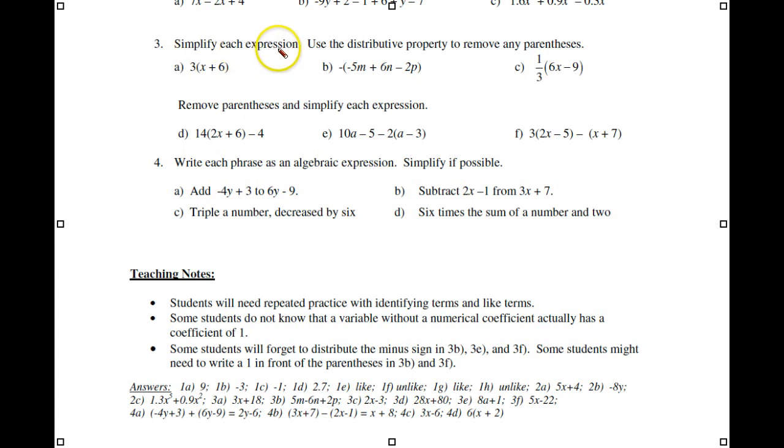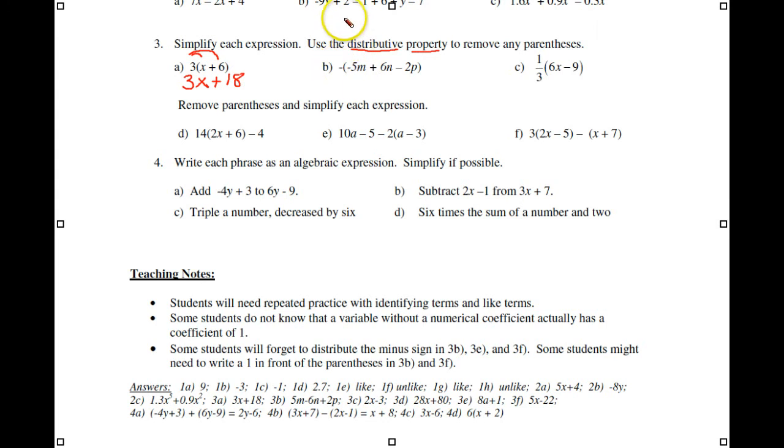Simplify each expression. Use the distributive property to remove parentheses. Okay, as we start to build on what we had in chapter 1. So we distribute that and get 3x. Distribute that and get 18.